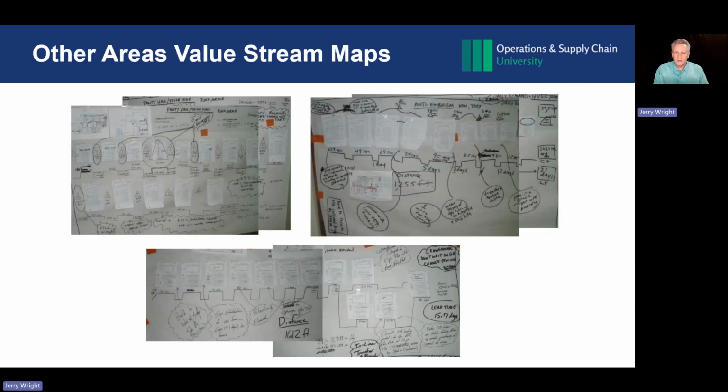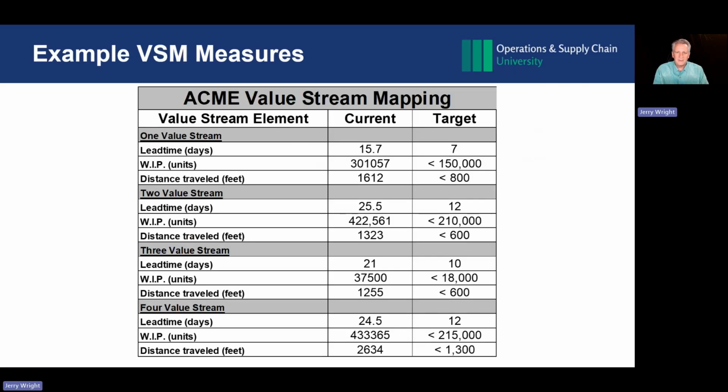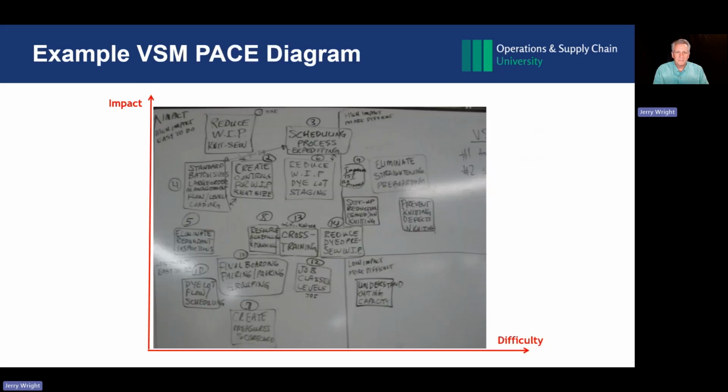There were also 3 other value streams. I won't cover these in any detail, but the other teams did the same thing. At the end, we had this summary. So we had lead time, WIP, and distance traveled. And our goal was to try to cut that in half or better. So you can see the current state and then the target state. The worst example we had was the one on the bottom, value stream number 4, a long lead time and a lot of work in process.